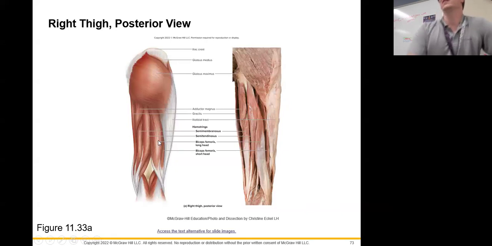Now, when we look at the back, we have what are known as the hamstrings. The hamstrings are 3 muscles. Looks like 4, but it's 3. We have the semimembranosus, the semitendinosus, and then we have the biceps femoris.